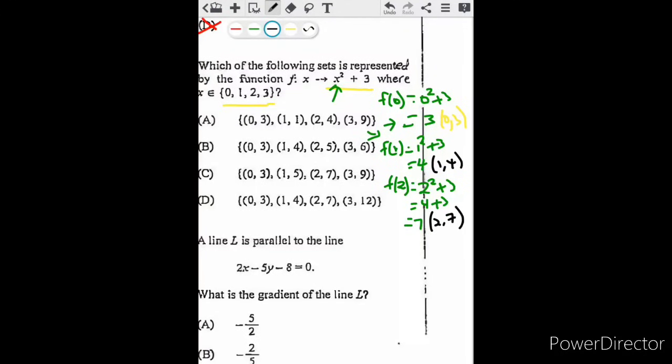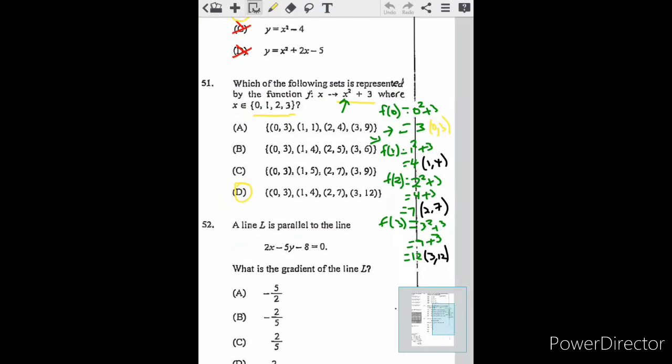And then finally, we're going to find for when x is 3. So f(3) is equal to 3 squared plus 3. And that is equal to 3 squared, which is 3 threes, and that is 9, plus 3. And that is 12. So our x value would be 3 and our y value would be 12. So that's 3, 12. And that gives us our answer as D.